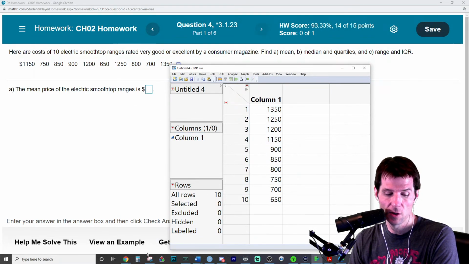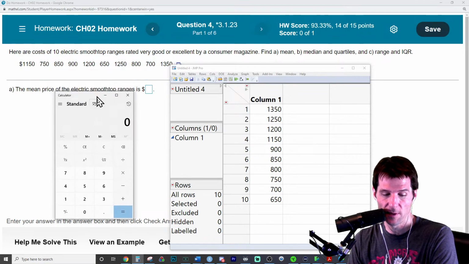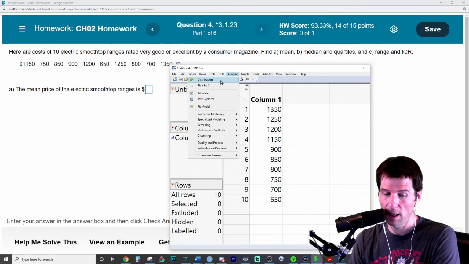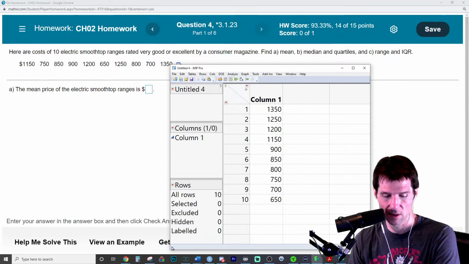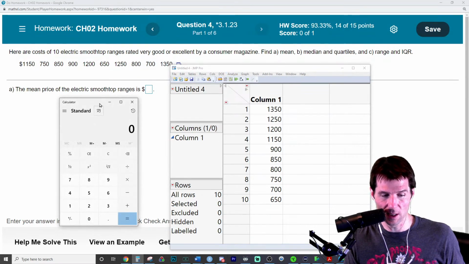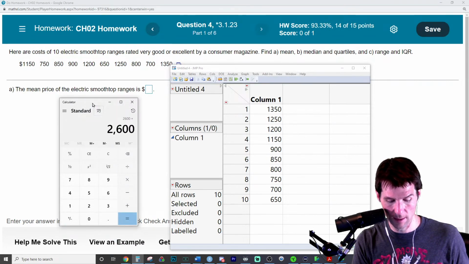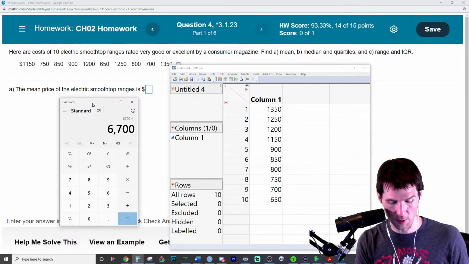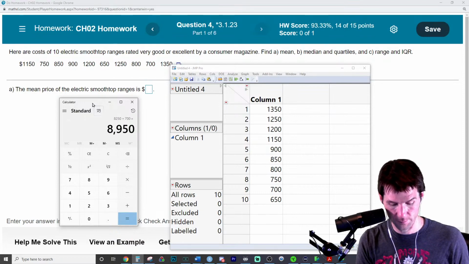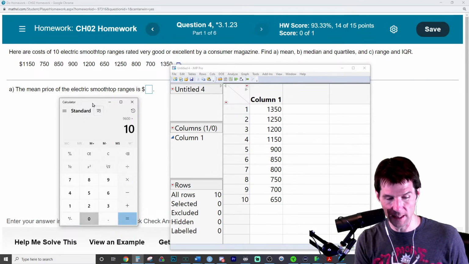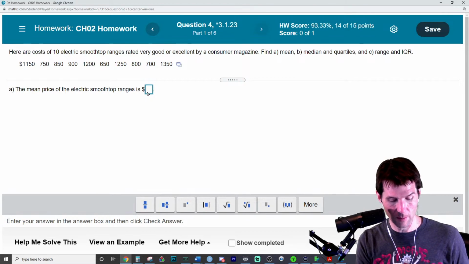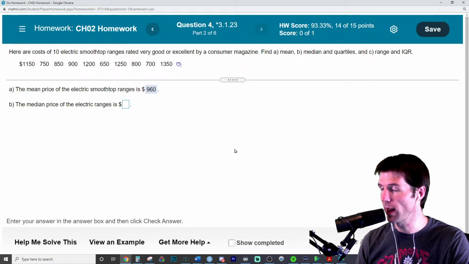Let's go ahead and find the mean of this. You could pull out your calculator, add them all up, divide by 10. That works. Or you can go to analyze, distribute. You know what? Let's do it like it's a test. If this was a test, we'd have to take out our calculator. Be very careful. 350 plus 1250 plus 1200 plus 1150 plus 900 plus 850 plus 800 plus 750. I'm going to make an error. And now we divide by 10, which is 960. So the mean is 960, which is the average.